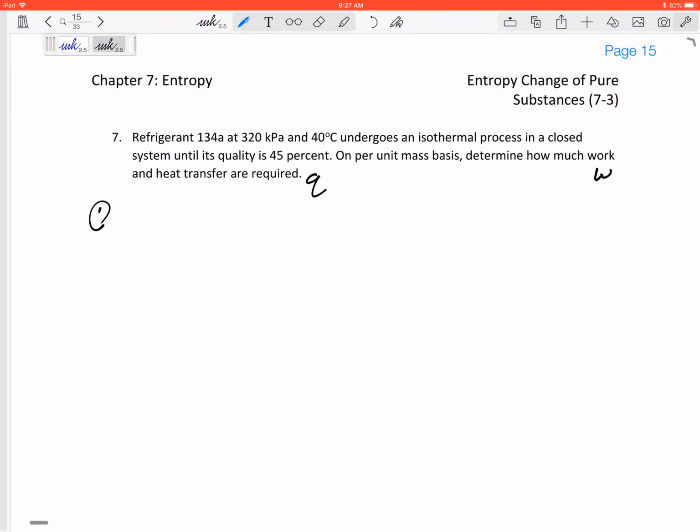Let me just start by looking at the initial state. Initially, it's at 320 kPa. The temperature is at 40 degrees C. And finally, it underwent an isothermal process, so it's still at 40 degrees C, and its quality is 45%.